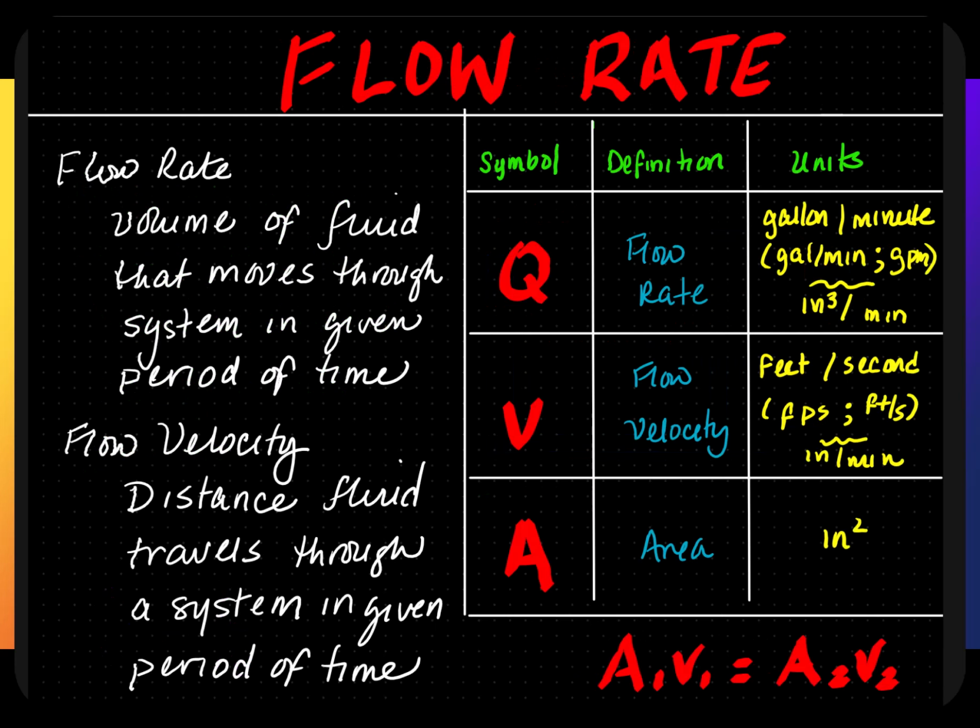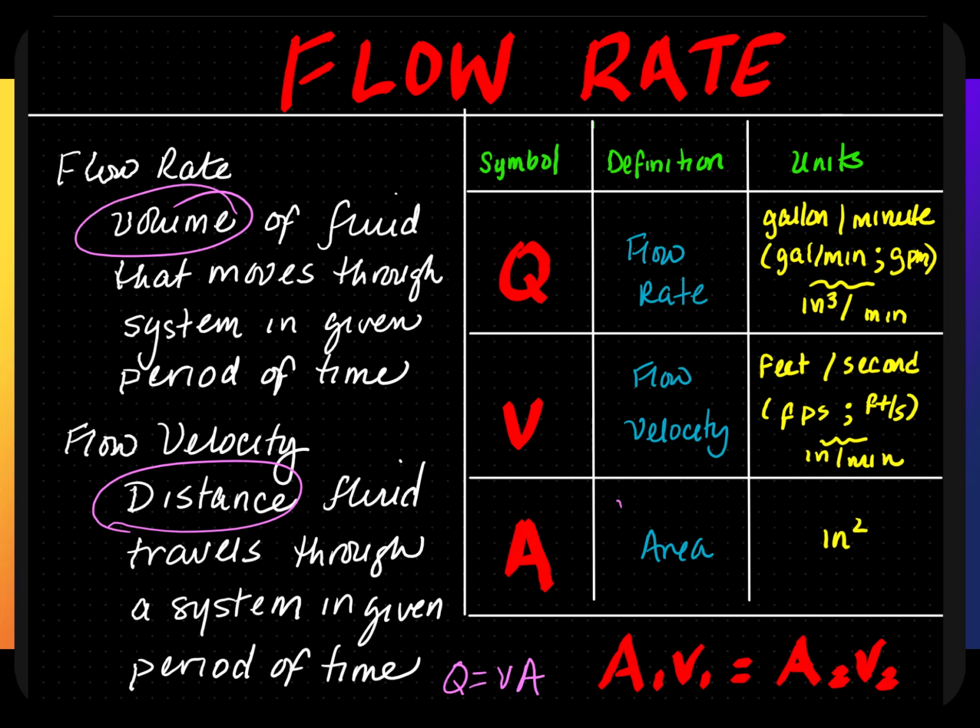Flow rate. Flow rate is the volume of fluid that moves through a system in a given period of time. So flow rate is volume. Flow velocity is the distance the fluid travels through a system in a given period of time. So we can measure a flow rate, which is symbol Q, and Q is equal to V times A. It is the flow velocity times the cross-sectional area.